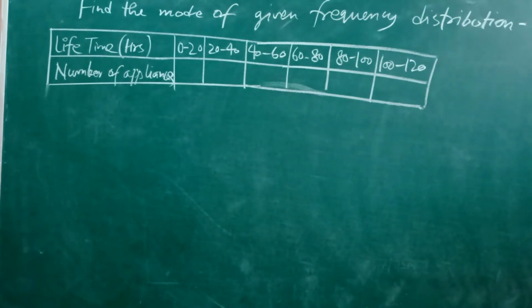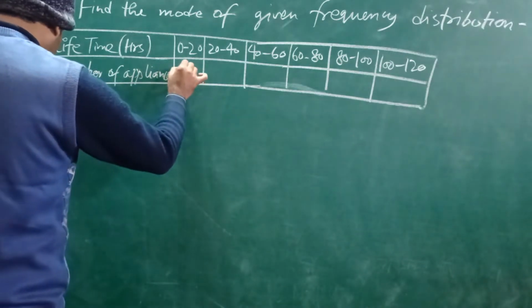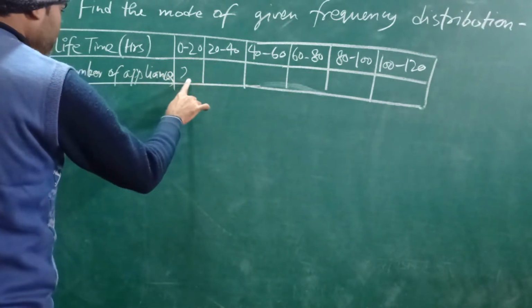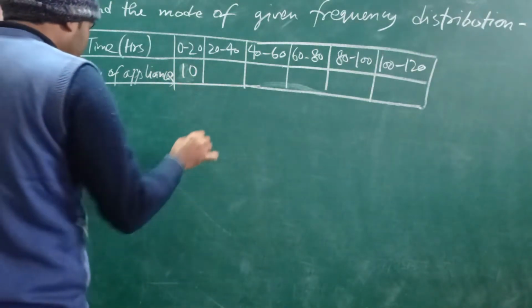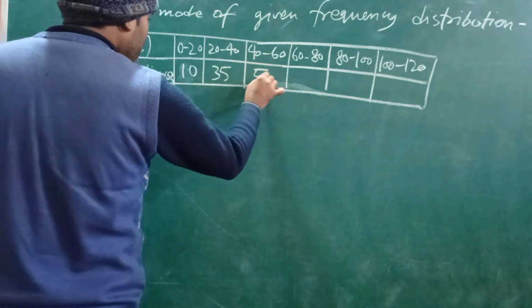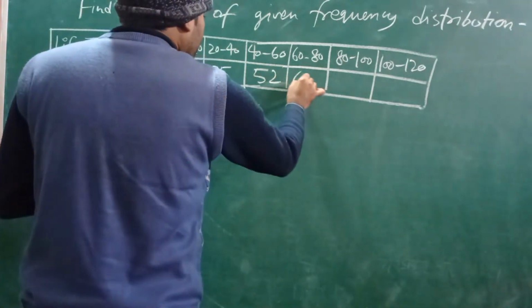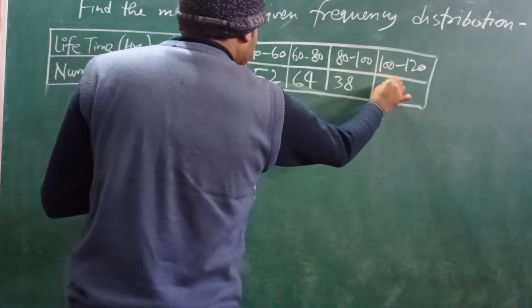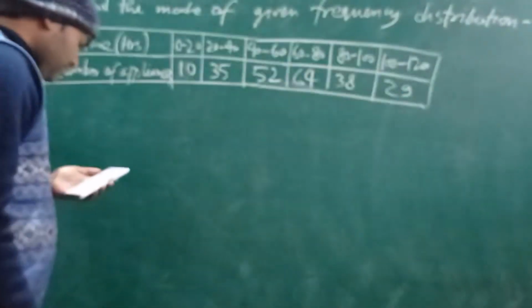Write down their respective frequencies. Is it visible to you all or not? Their respective frequencies are 20, 10, 35, 52, 64, 38, and 39.